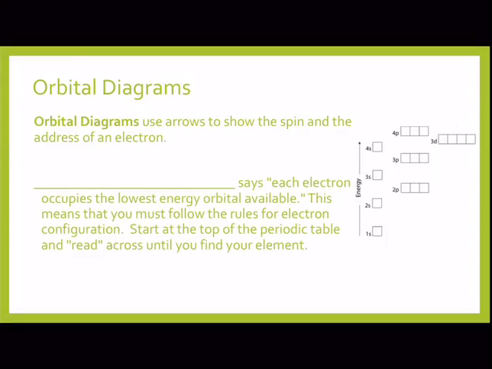So orbital diagrams. These use arrows to show the spin and the address of an electron. So Aufbau's principle says that each electron occupies the lowest energy orbital available. So this means that you start with the lowest one possible and work up, or you start at the top of the periodic table and work down either way. So we start with our 1s orbital and fill it before we move to the 2s orbital. Then we fill the 2s before we move to the 2p orbital, and so on.